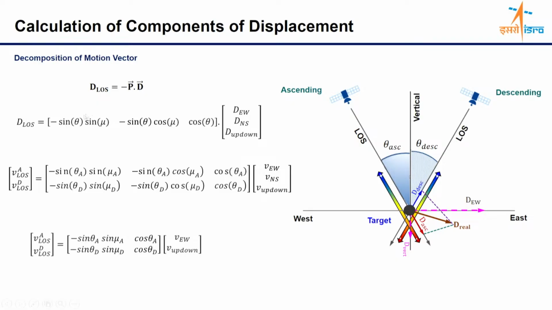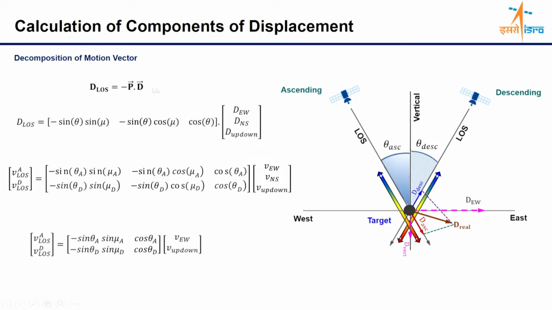So now if you write in detail, you can see this line of sight displacement, which is D_LOS, equal to this minus P vector, is nothing but these three components. Minus sin theta sin mu is the first component of this projection vector, minus sin theta cos mu is the second component, and cos theta is the third component. What is theta? Theta is the incidence angle, mu is the azimuth look direction. Azimuth look direction is related with the satellite heading, which we have already seen in the previous slide.